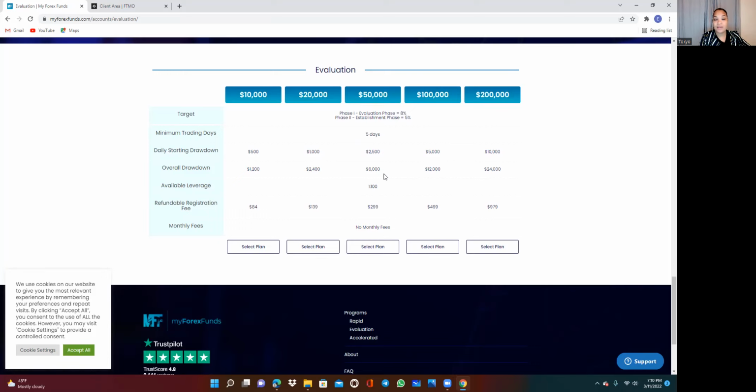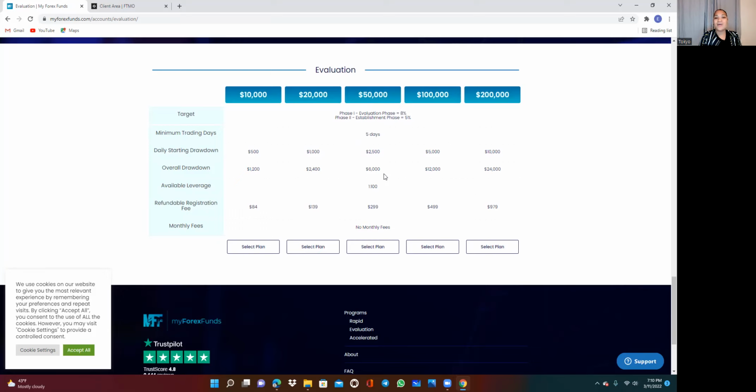It is cheaper than FTMO. You only have to get 8% in the first phase versus 10%. And I will go into FTMO and we will go over the prices. So for a 100K account, it's 500. Your daily starting drawdown should not exceed 5,000.